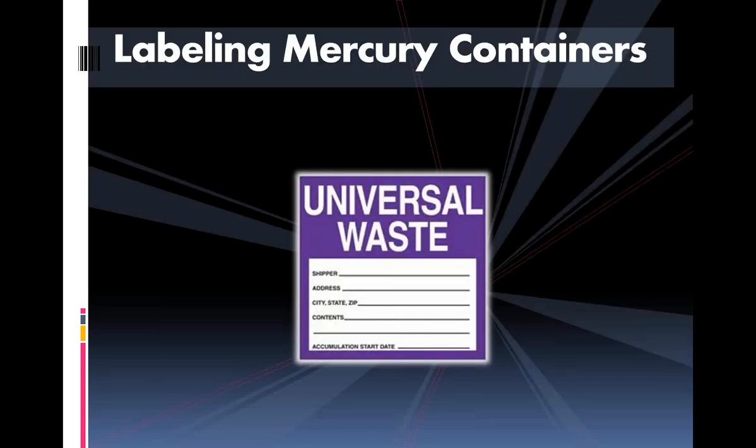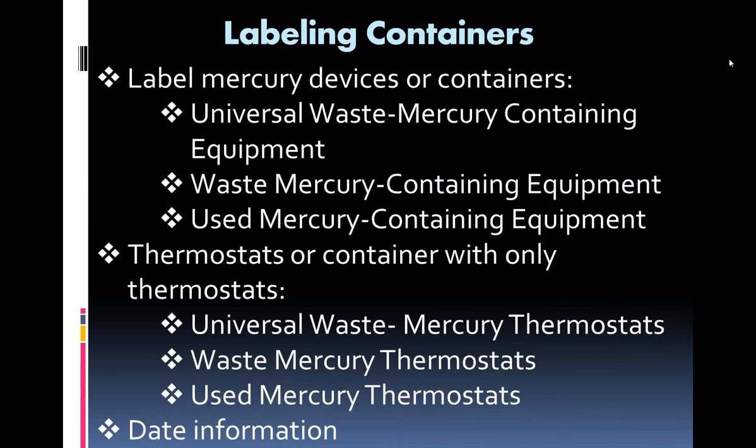So now we'll talk about labeling mercury containers. That's just how to deal with it overall, but there are some specific labeling requirements for universal waste, and this is what a label could look like. Labeling mercury-containing universal waste. You can label the devices or the containers that they're stored in.